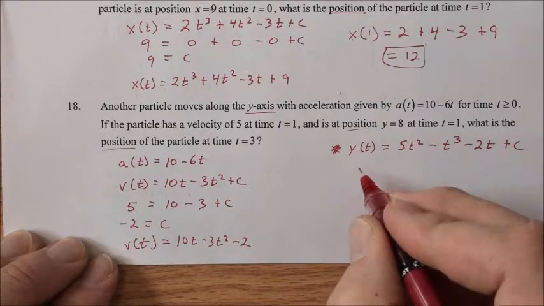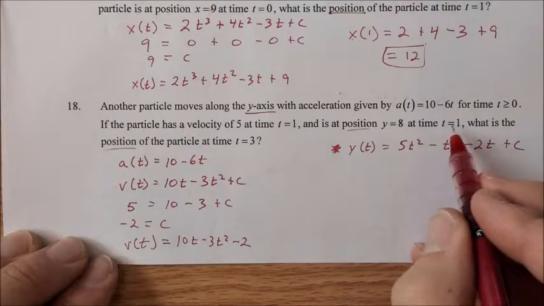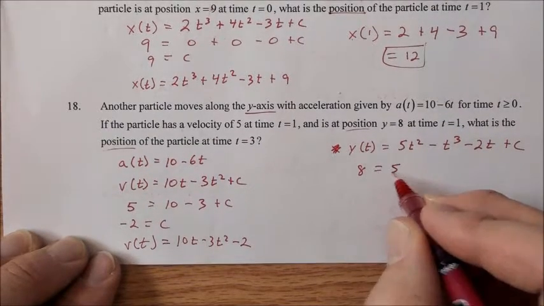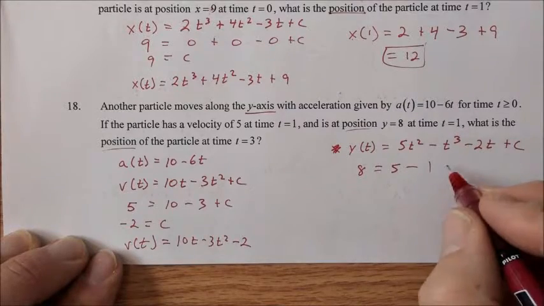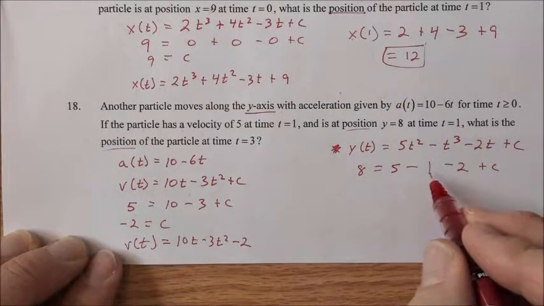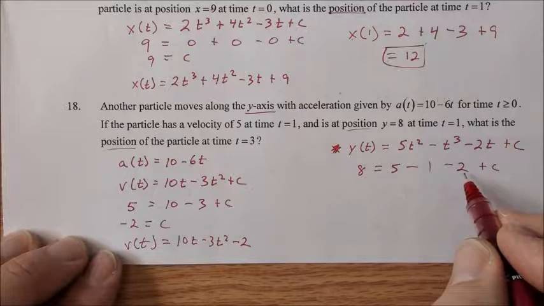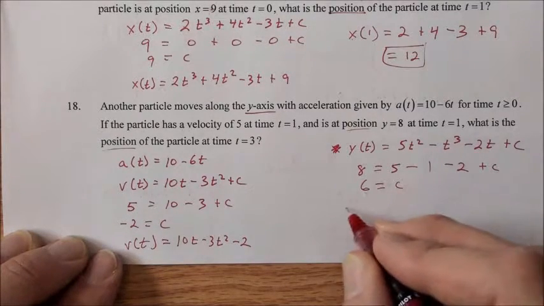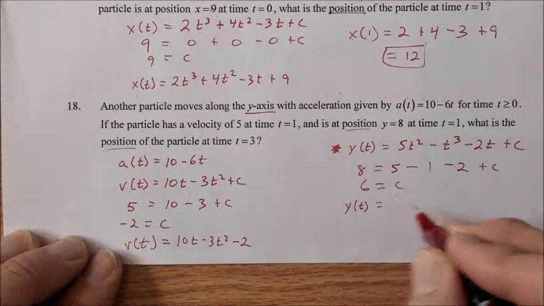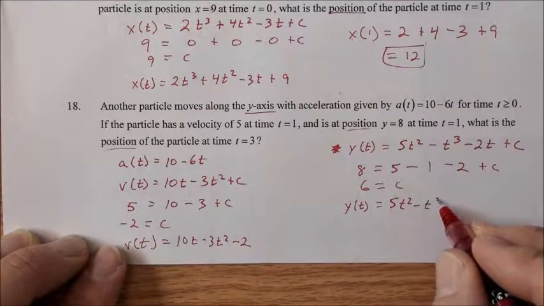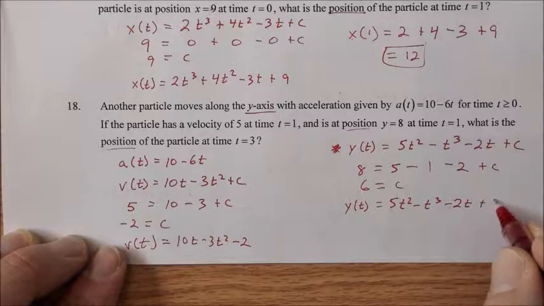All right, and we know that when t is 1, y is 8. So 8 is equal to 5 times 1 minus 1 cubed minus 2 times 1 plus c. 5 minus 1 is 4, minus 2 more is 2. c plus 2 is equal to 8, so we subtract 2 from both sides, and c is 6. So y of t is equal to 5t squared minus t cubed minus 2t plus 6.